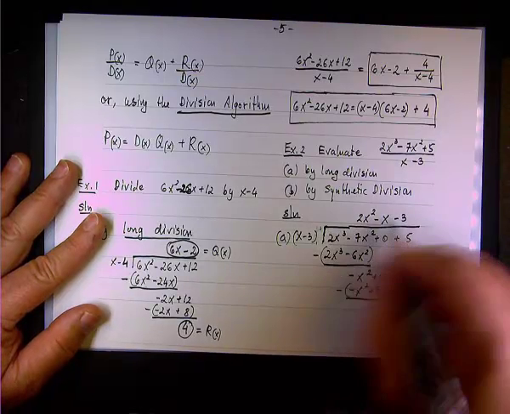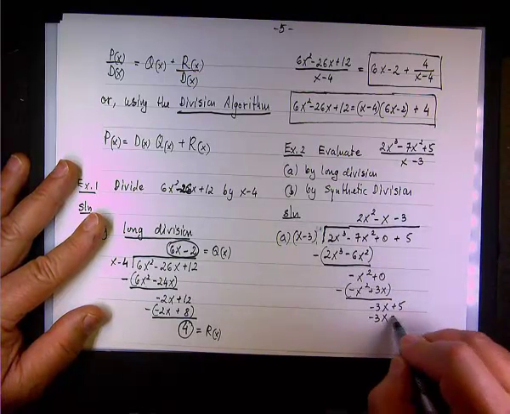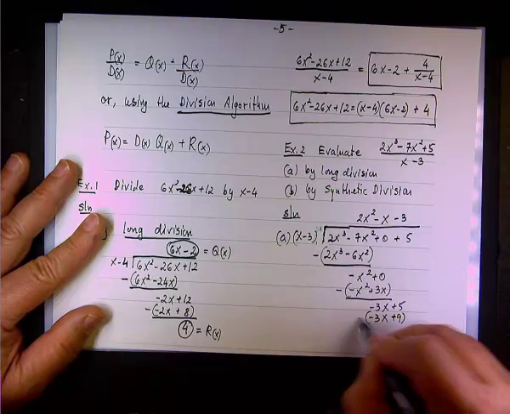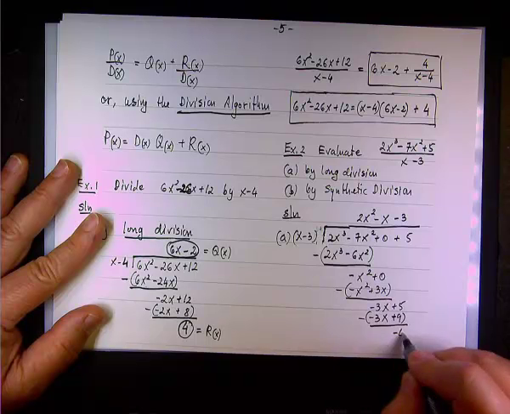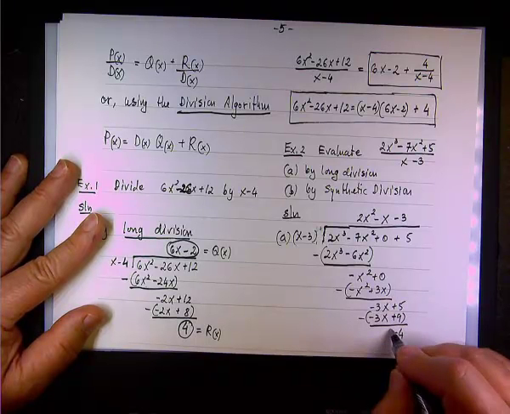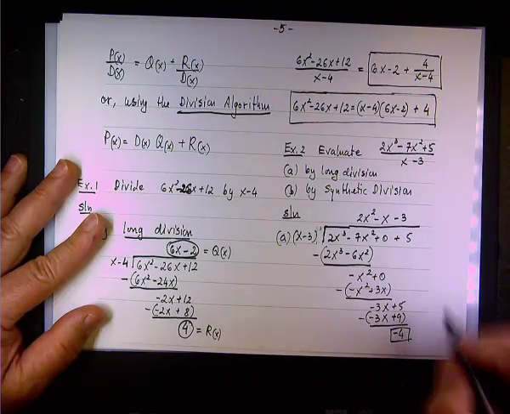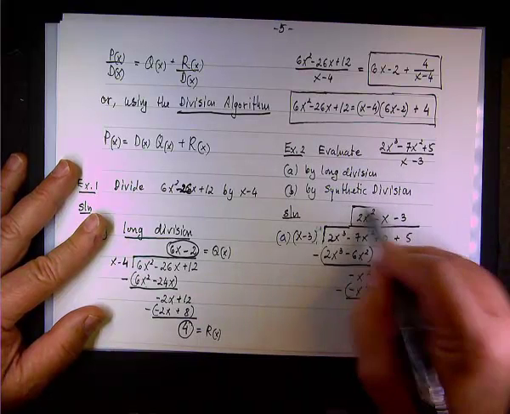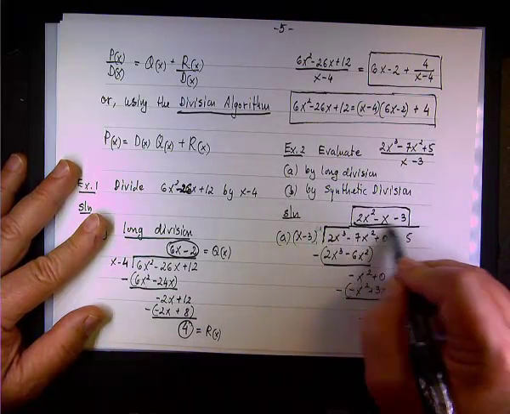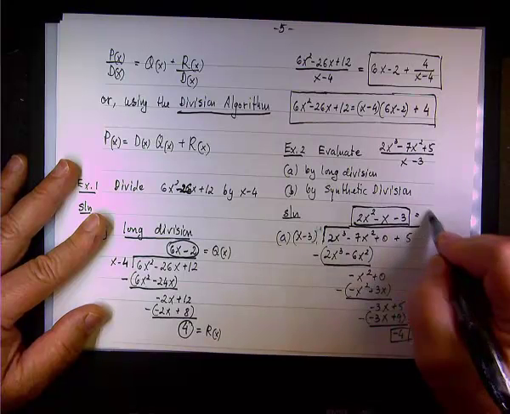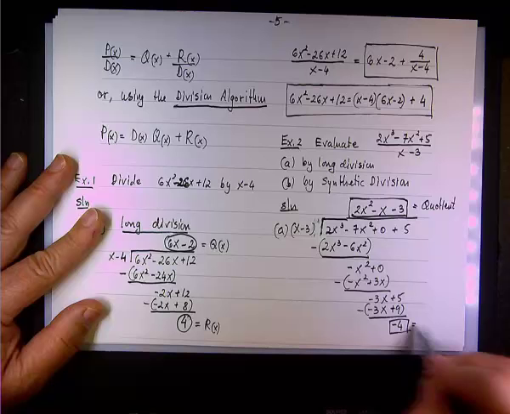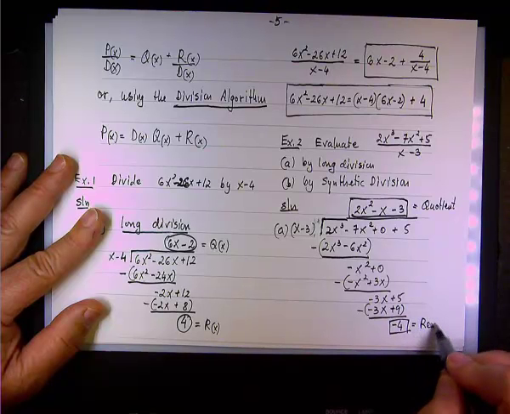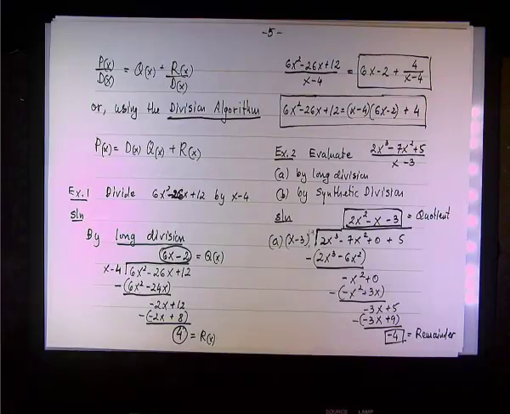And I need to multiply by negative 3 to get negative 3x. Negative 3 times negative 3 is positive 9. Subtract and get negative 9, positive 4, negative 4, and that's it. So this is my remainder, and this is my quotient. So this is the quotient, and this is the remainder.